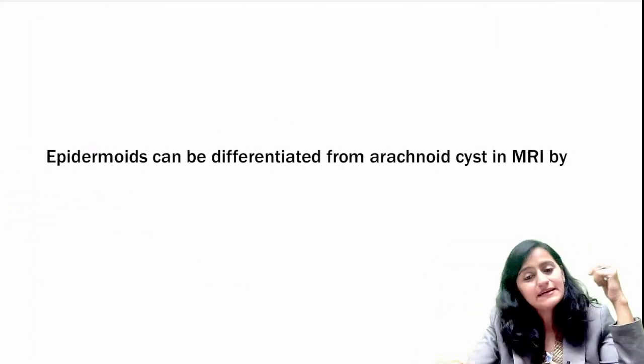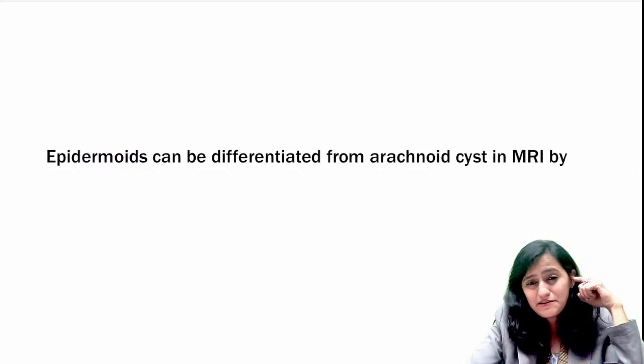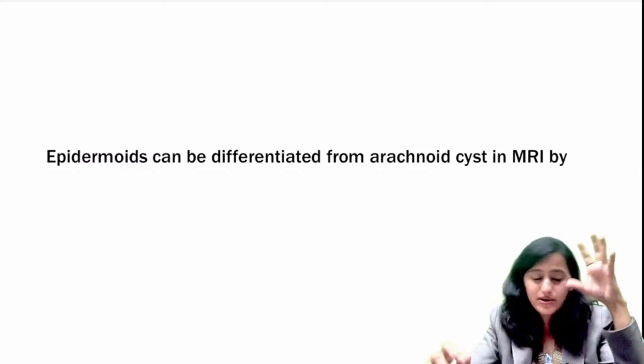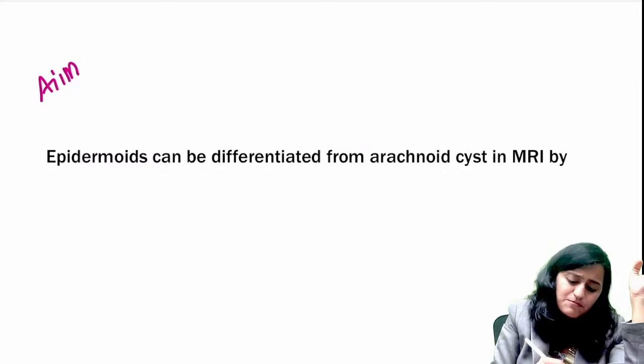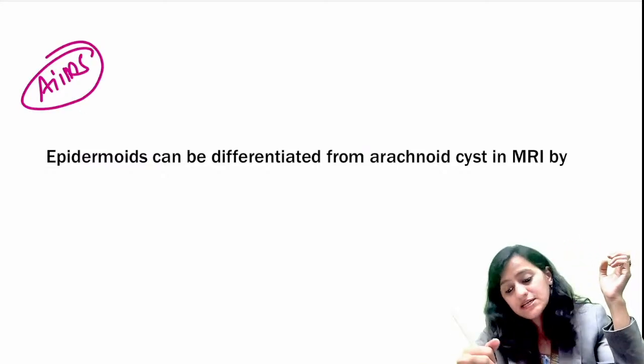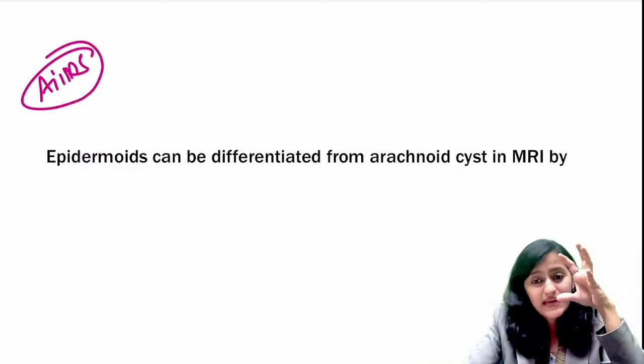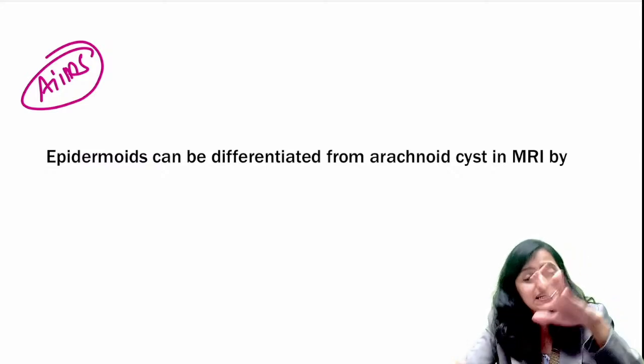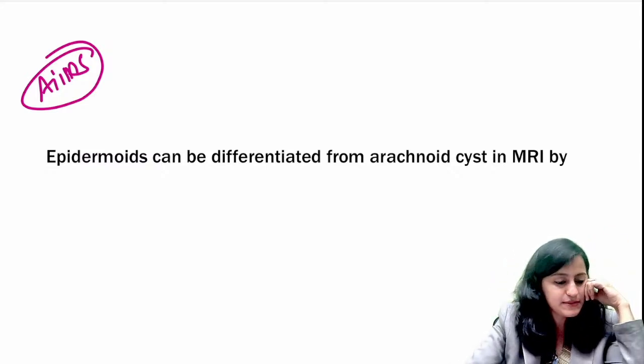Correct. Next one. Epidermoid can be differentiated from arachnoid cyst. Epidermoid cyst, arachnoid cyst. Okay, this is one of the previous, again, very previous AIIMS exam questions. So, again, you should know this. Epidermoid cyst can be differentiated from arachnoid cyst in MRI. By what MRI sequences?